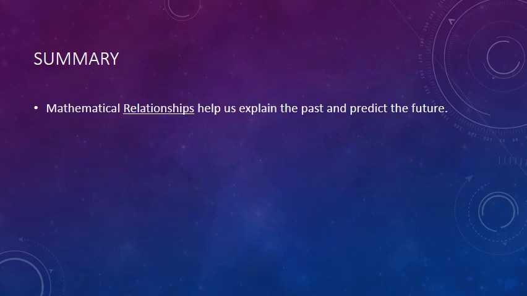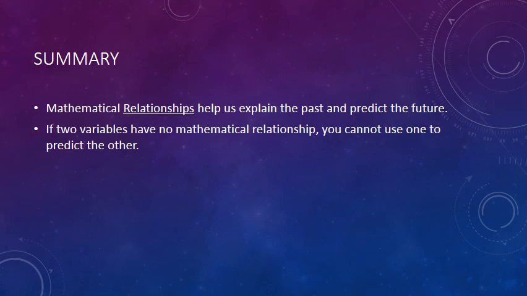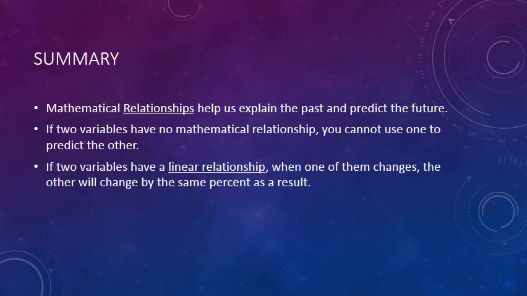So to summarize, mathematical relationships help us explain the past and help us predict the future in science. So looking at how variables influence each other is a really powerful thing. If 2 variables have no relationship at all, you cannot use one to predict the other, like the example we used, the color of my shirt has no effect on my height. If 2 variables have a linear relationship, this means that when one of them changes, the other will change by the same percent. So if one goes up, the other is going to go up. If one goes down, the other will go down.